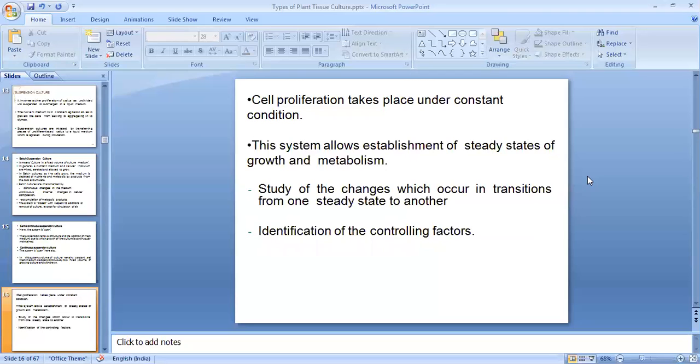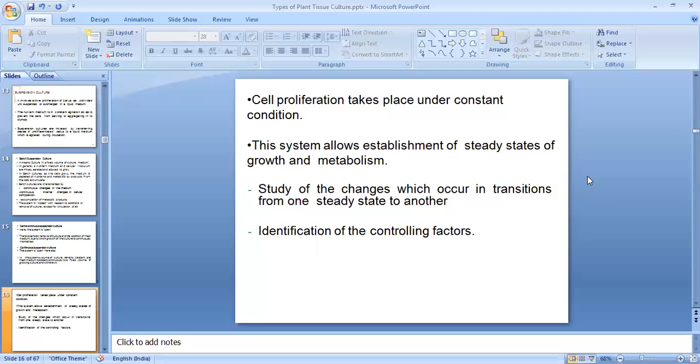So in this continuous cell suspension culture, the cell proliferation takes place under constant condition. That means there is no variation. Why? Because you keep on adding the nutrient medium or the culture medium, and simultaneously you are removing the cells grown or the secondary metabolites produced. So always the cell proliferation as well as the production takes place under the constant condition.